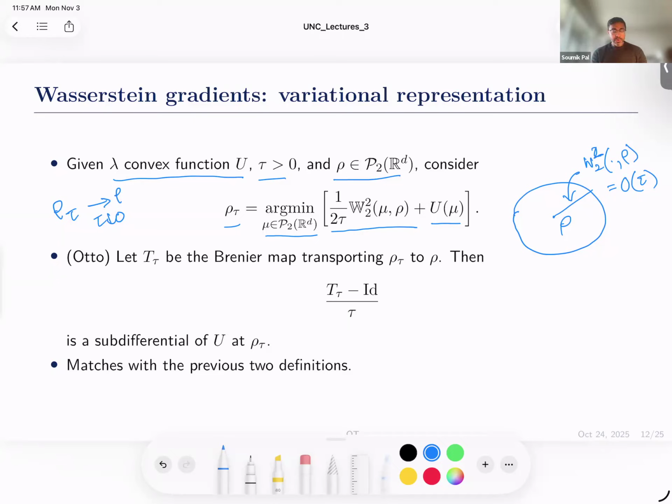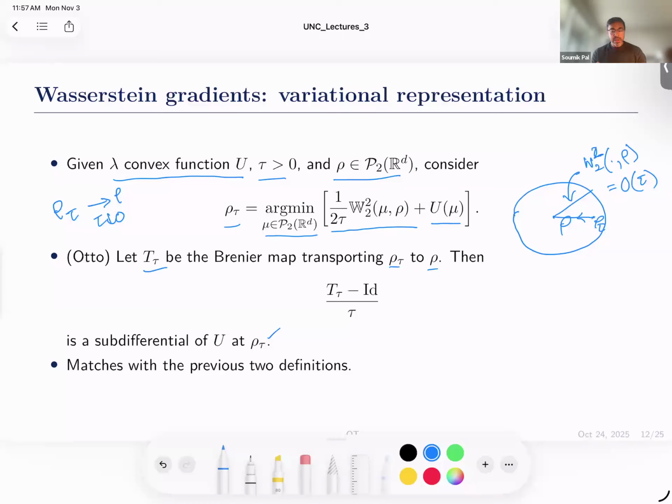So this is a theorem of Otto. Let T of tau be the Brenier map connecting rho tau to rho. So here is my rho tau somewhere here, and rho tau to rho is what I'm connecting. That's my T of tau. Now look at the map T of tau minus the identity map, divided by tau. It's something like a derivative. This is a subdifferential of u at rho tau.